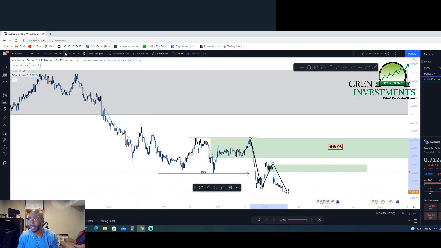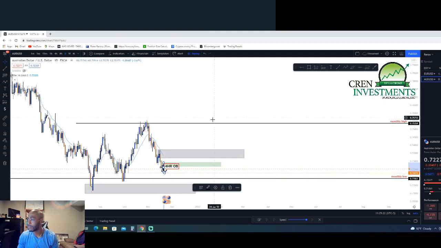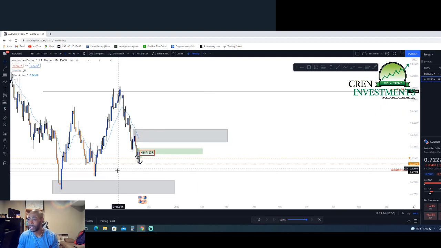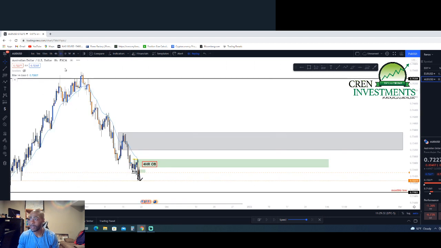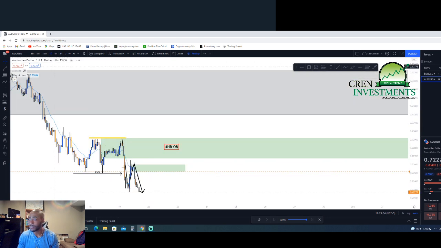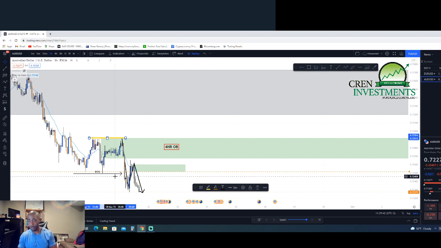However, we do have a daily order block up here. So we do have these lows down here. So after it sweeps this liquidity, it could come back and tap into this order block, sweeping that liquidity resting right above there. So that's what I mean by it's always going to be liquidity on both sides of the market.